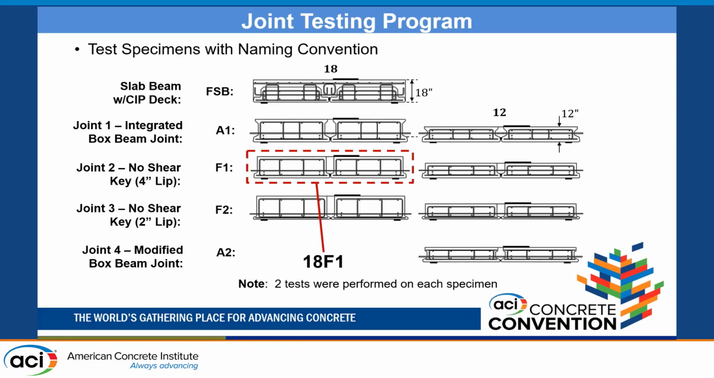To develop the cross-section, we started first with a joint testing program, or a small-scale scenario, where we tested different joint configurations and geometries to come up with the best solution to increase the strength performance of the system in the transverse direction. So we compared the original slab beam with cast-in-place deck. The first group on the left were 18-inch thick slabs, and the group on the right were 12-inch thick, with different joint geometry configurations.